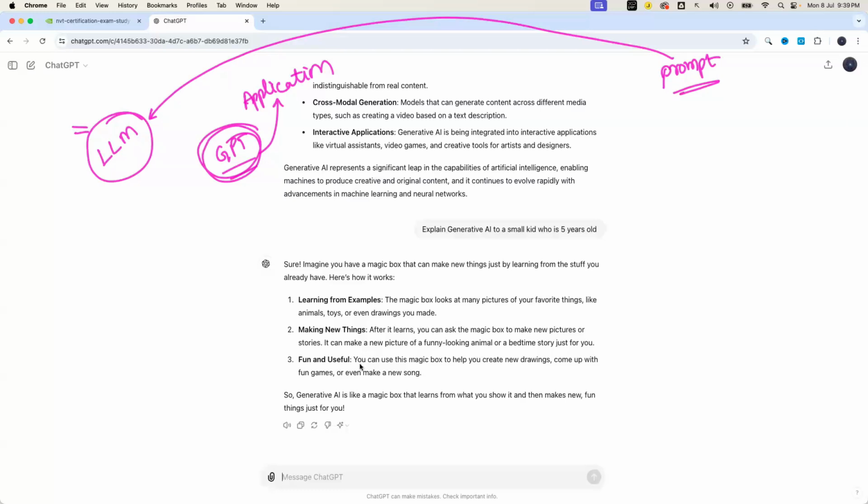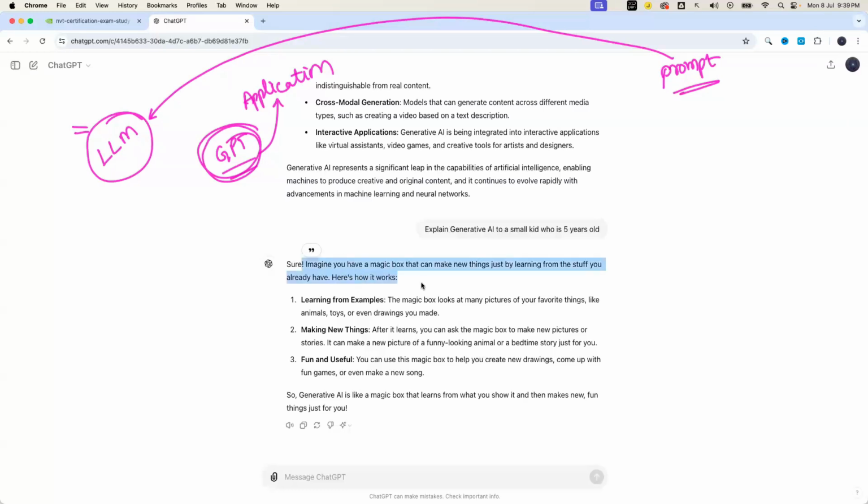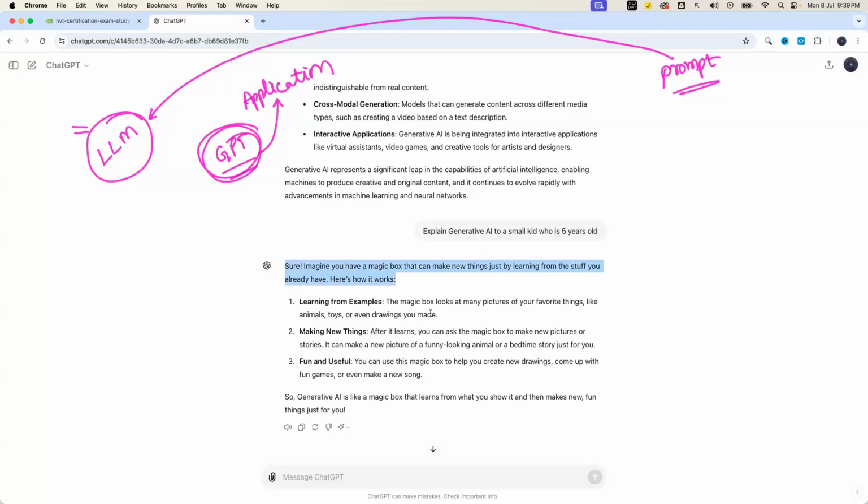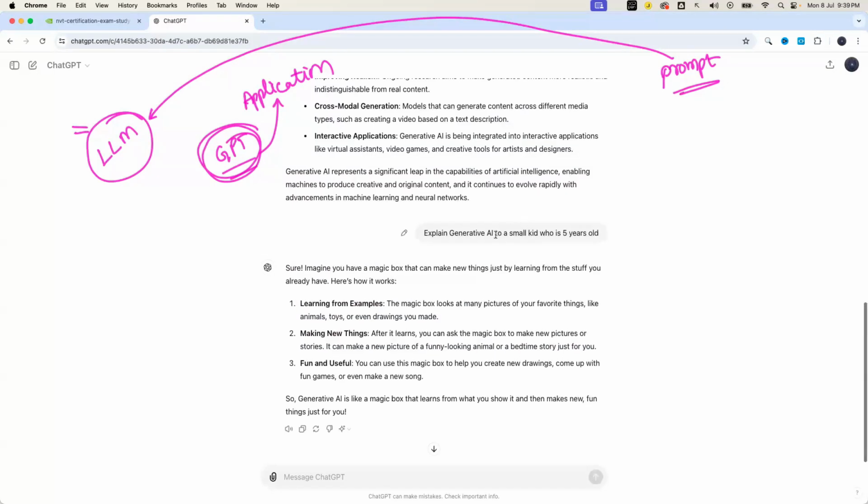Now, when I've provided this context about explaining generative AI to a 5-year-old kid, if you look at the response, it has changed. Here it says, "Sure. Imagine you have a magic box that can make new things just by learning from the stuff you already have. So here's how it would work. The magic box looks at many pictures of your favorite things like animals, toys, or even drawings. And after it learns, you can ask the magic box to make a picture or stories. It can make a picture of a funny looking animal or a bedtime story just for you." So you can clearly understand they have explained generative AI from the context that we have mentioned.